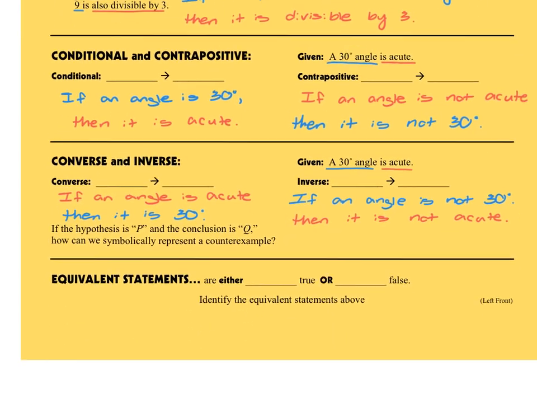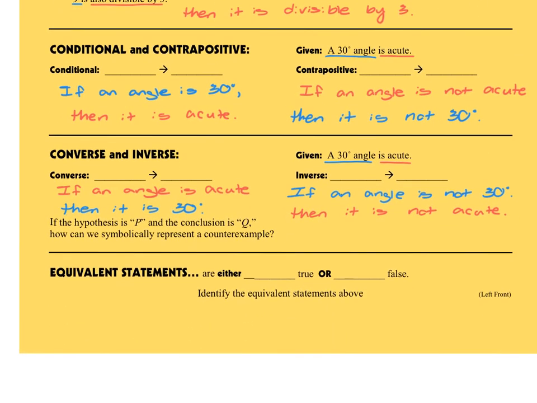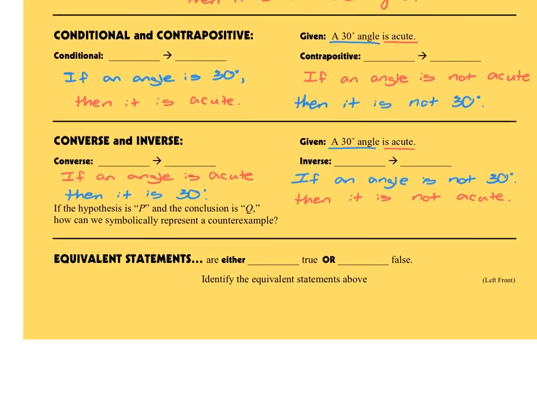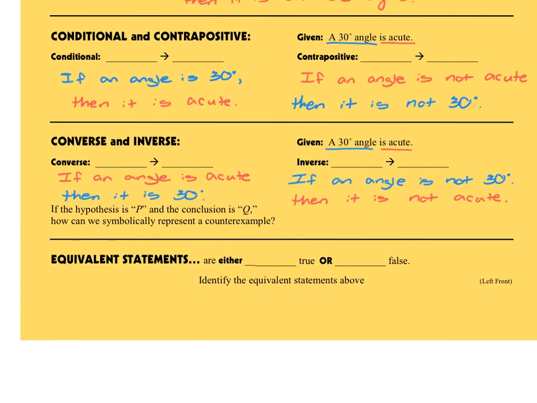Now, the next thing that we can do is rearrange conditional statements. Down here on the bottom, I have another place where we're going to practice writing the conditional, and then we're going to take the conditional and rearrange it many ways. This is the sentence I'm working with. It's the same one for both parts here.